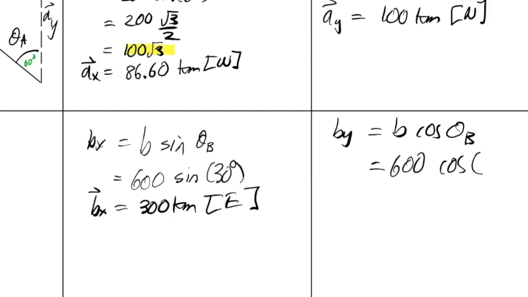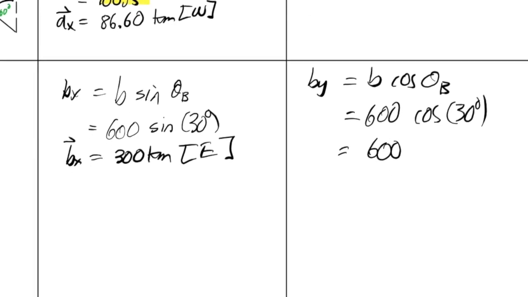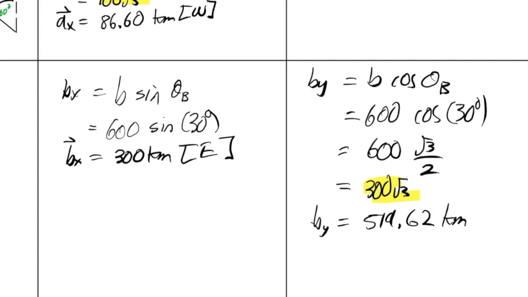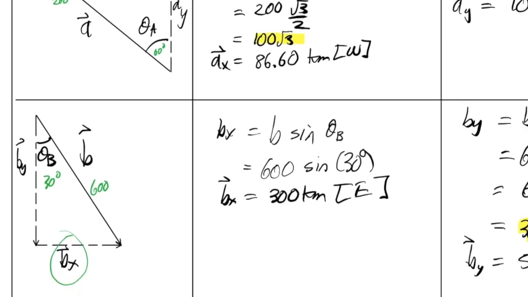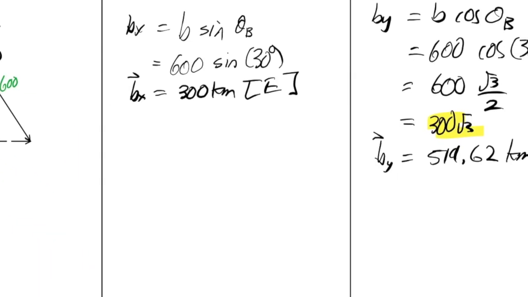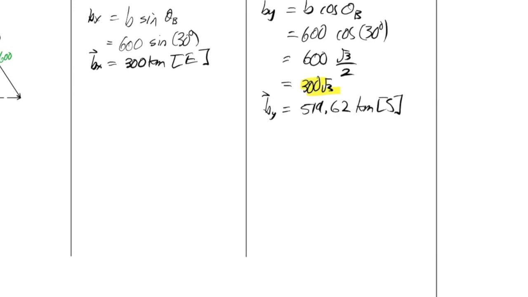600 cos of 30 degrees. So that's going to be 600 times root 3 over 2, so that's something to remember. Anyway, so that's 300 root 3. Okay, so now, again, I'm going to use that number in the future calculation, but I'll round it as well. And that's 519.62 kilometers. And as a vector, that is going south, because in our diagram, BY is pointing towards the south. All right, good. So now we've found the individual components.